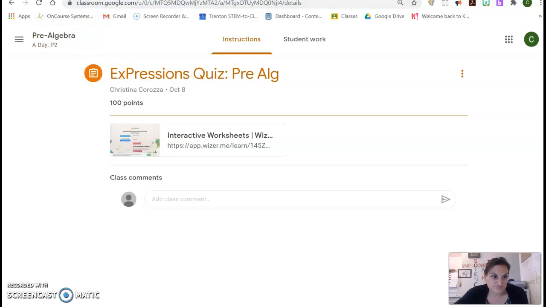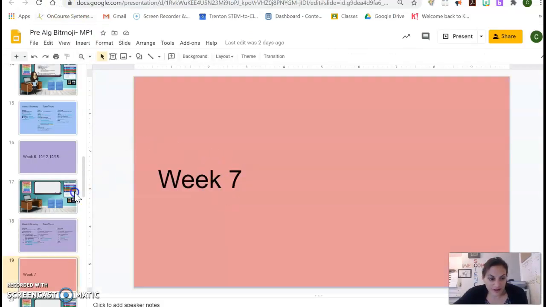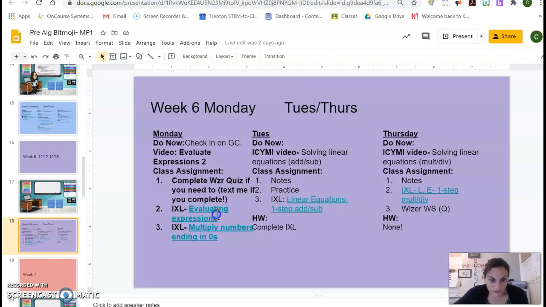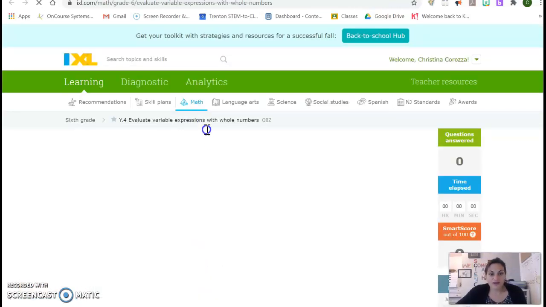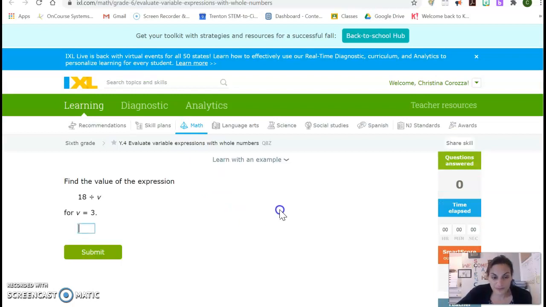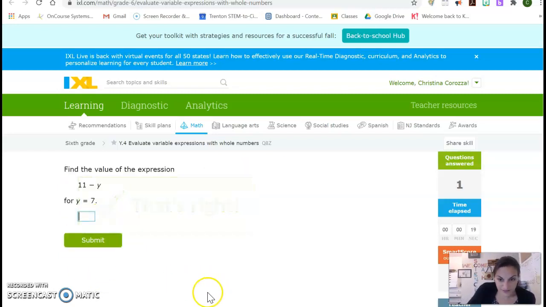Okay, so when you're done with that, you are going to do some IXL skills, evaluate variable expressions. Okay, so it says 18 divided by v for v equals 3. So you're going to plug in your 3 into the v, and that becomes 18 divided by 3. And 18 divided by 3 is 6. Yay, that's awesome.